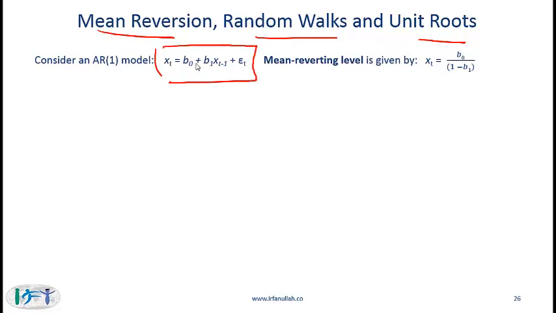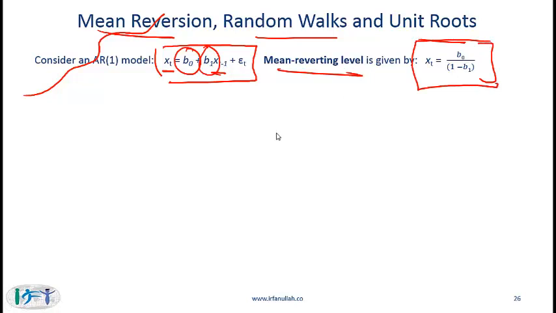For an AR model to work, the variable X in this case needs to be mean reverting. Mean reverting means that it's not randomly going up or randomly going down. It has some value. Variables such as interest rates or inflation, for example, would be mean reverting. The mean reverting level is given by this formula. It's B0 divided by 1 minus B1. So here is another formula for you to remember.